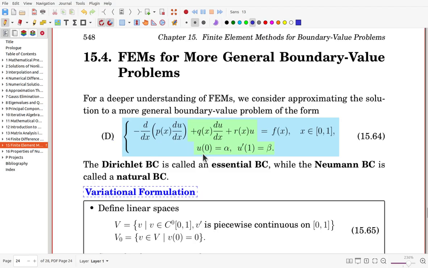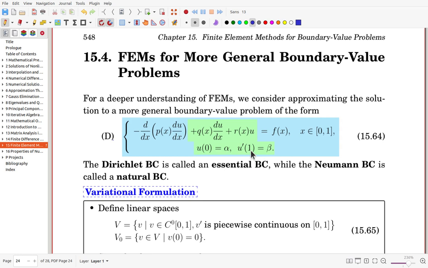At the left edge point, now a non-zero function value is given. At the right edge point, now the derivative value is given. So it's a little more general. Such a boundary condition is called the Dirichlet boundary condition, and sometimes it's called the essential boundary condition, while this Neumann boundary condition is called a natural boundary condition.